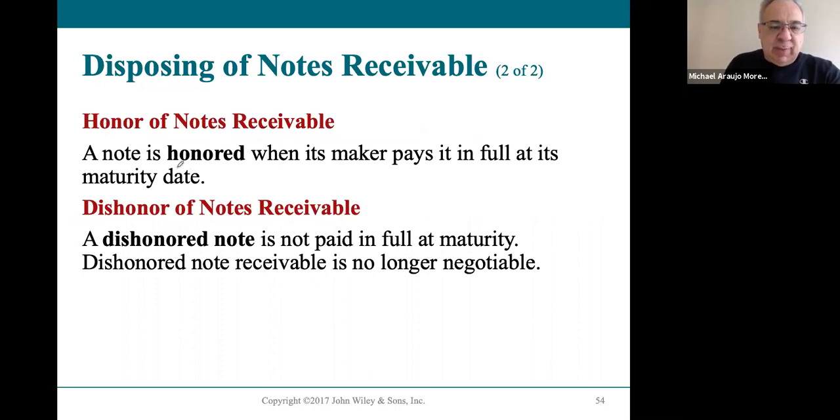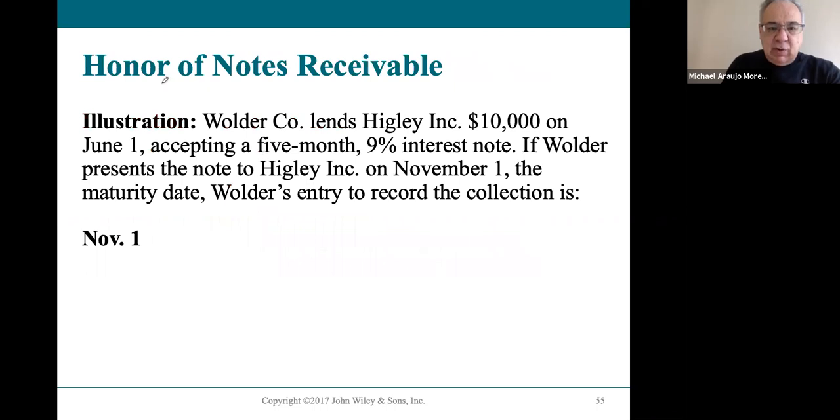to. When a note is paid on time, we use the word honored to show that it was paid in full on its due date. So the note was honored, contract was fulfilled, no problem. When the note receivable is not paid on time, we call it a dishonored note. So just some terminology around notes receivable. So here we're going to be looking at a note that got paid, so it was honored.